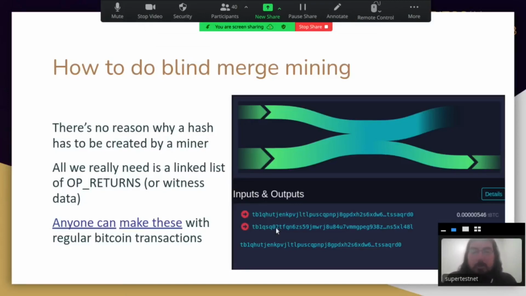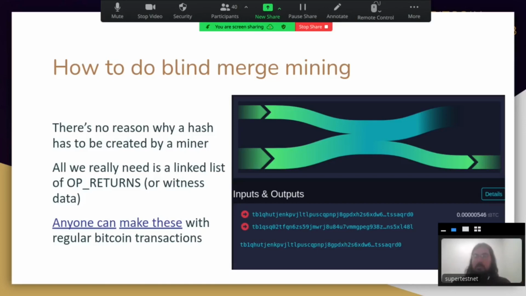So that's blind merge mining. Miners just look at these transactions and say, okay, here's a transaction that's adding a text field to Bitcoin, pretty standard, I'm just going to mine that. Miners don't know that these things are hashes of sidechain blocks, unless they're also paying attention to the sidechain. They're just treating these as regular transactions. And so as long as you can get a regular transaction into Bitcoin, you can do blind merge mining. You can have a linked list of text fields that correspond to sidechain blocks, and thus you're using Bitcoin to create order on this sidechain.